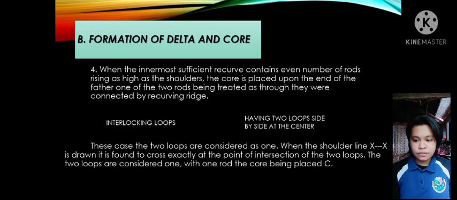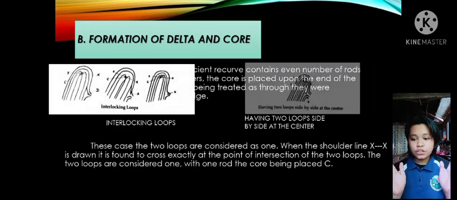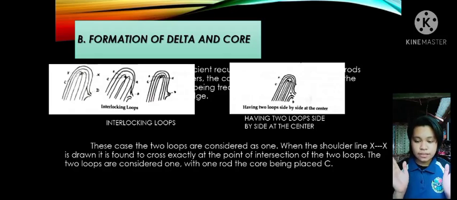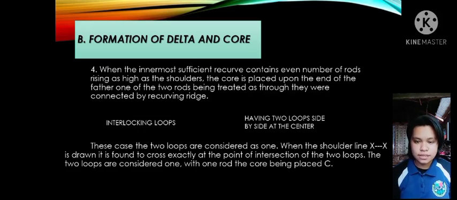In fingerprints, we have interlocking loops, having two loops side by side at the center. In these cases, the two loops are considered as one. When the shoulder line X is drawn, it is found to cross exactly at the point of intersection of the two loops. The two loops are considered one, with one rod and core being placed at C.